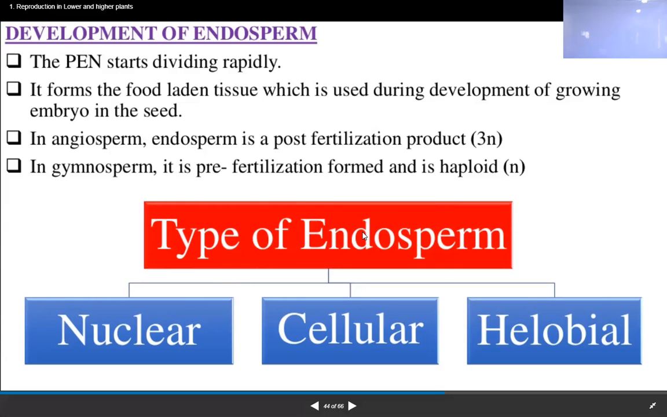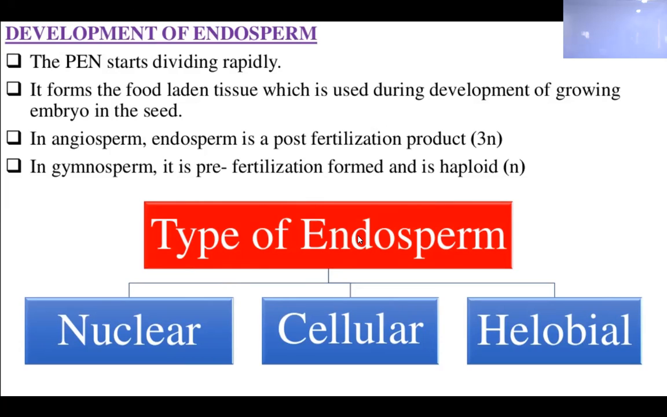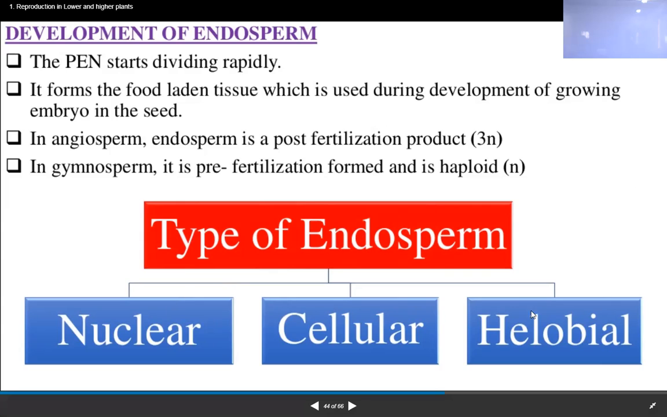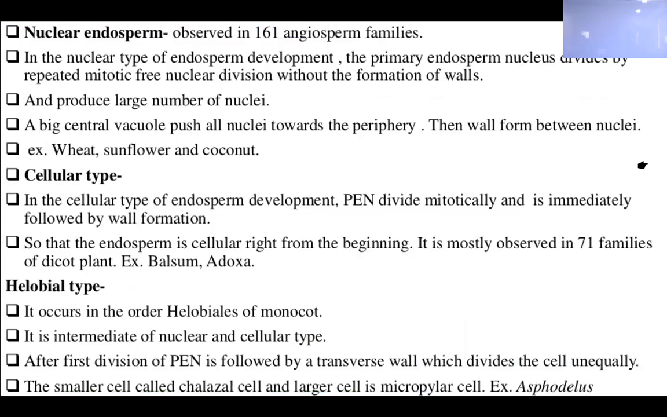There are three types of endosperm on the basis of mode of development, how it develops: nuclear, cellular, and helobial. So we will see what it is. Yes, nuclear endosperm.